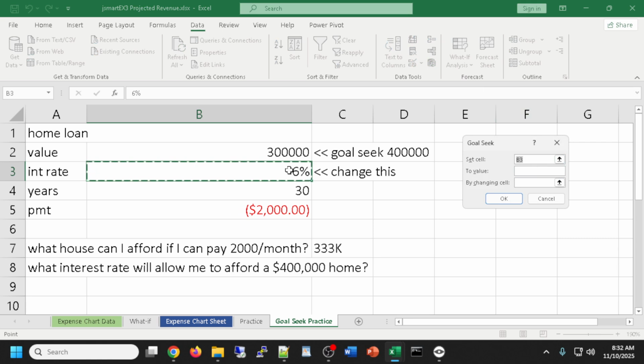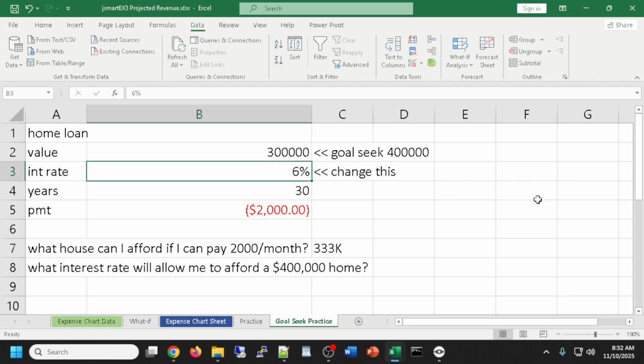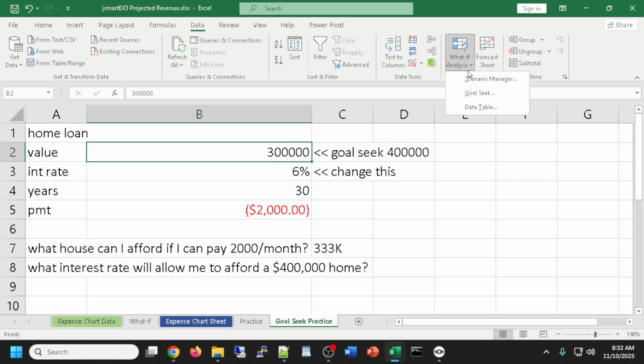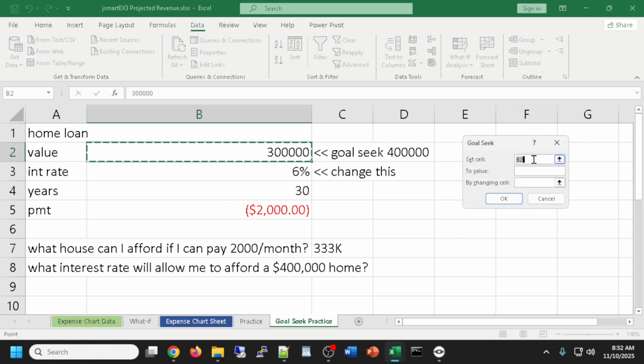I want to... oh, wait a minute. Wrong goal seek, cancel. The goal seek is here. That's the 400,000 I'm seeking on. I clicked on the wrong cell. I'm goal seeking on 400,000. Now I could have just retyped B2 there, but just so I'm consistent here. That's what I'm goal seeking on.